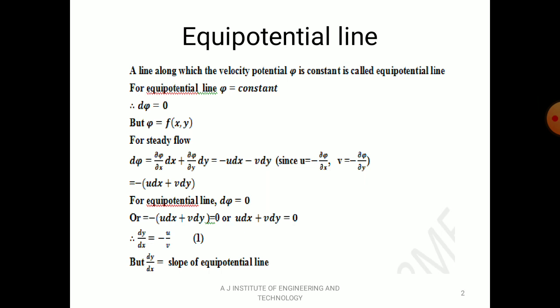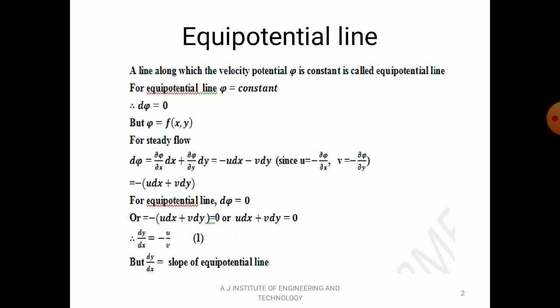So what is equipotential line? Let us define equipotential line as follows. A line along which the velocity potential, represented by phi, is constant is called an equipotential line. So the value of the velocity potential function phi remains the same along the line. That is called an equipotential line. For an equipotential line, phi equal to constant.